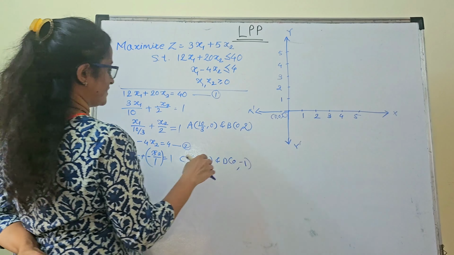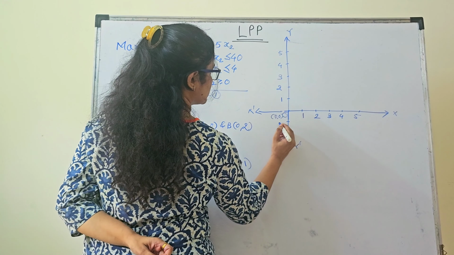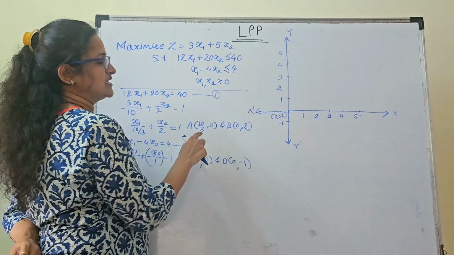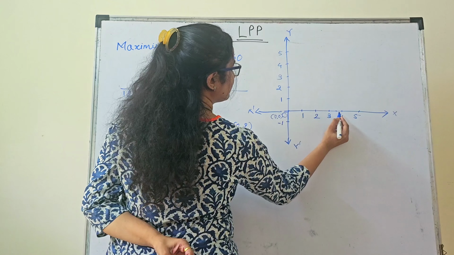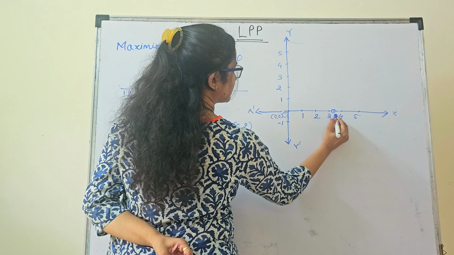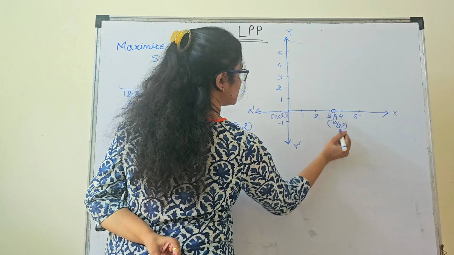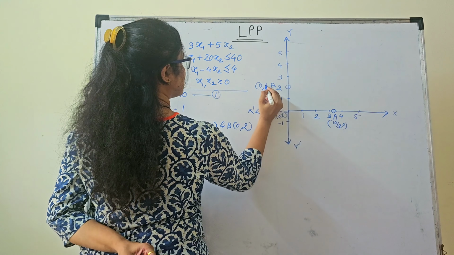I would need minus 1 also here on the y-axis, correct? So yeah, 10 upon 3 means 3.3 on the x-axis. So this is say 3.5. So I will plot this point A here, which is nothing but 10 by 3, 0. What is point B? 0, 2. Straight away, this is point B, 0 and 2.